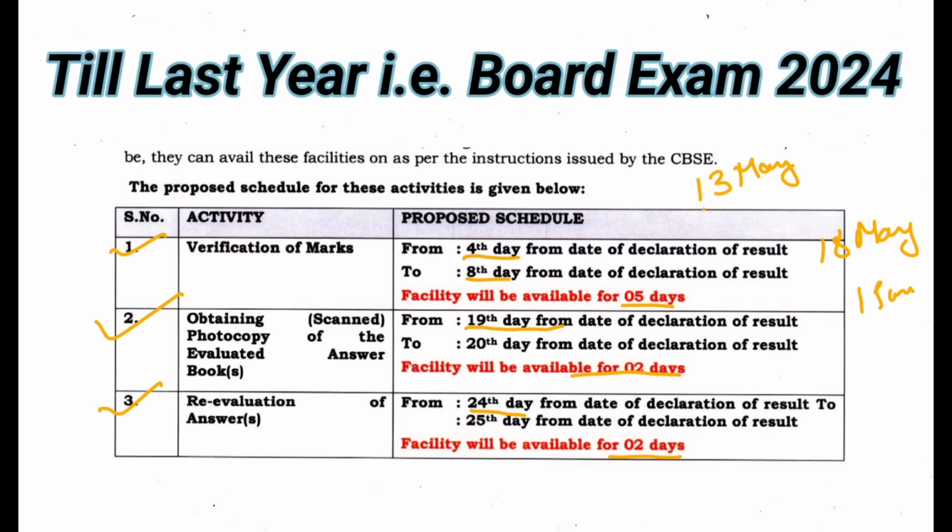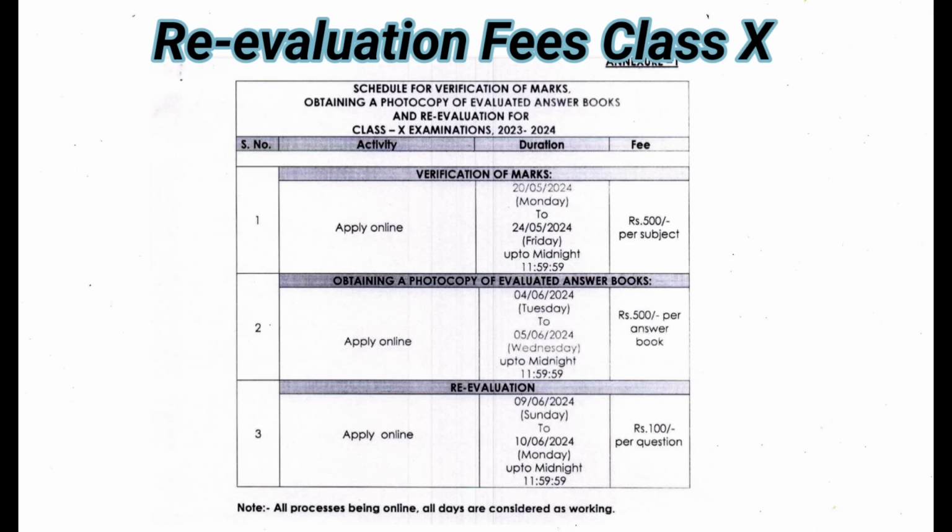Now let us see the fees. CBSE used to charge some fees also for all these processes. This is the last year fees for class 10th. If you are applying for verification of marks, then you need to pay 500 rupees per subject. Then when you are applying for a photocopy of your answer book, again 500 rupees per answer book. And when you are applying for revaluation, you need to pay 100 rupees per question.